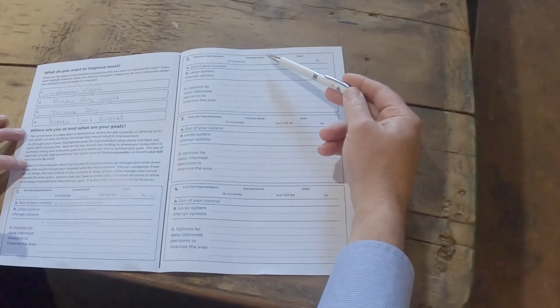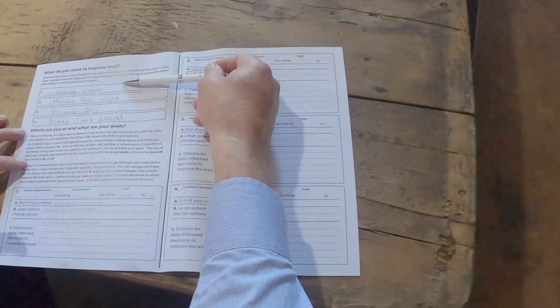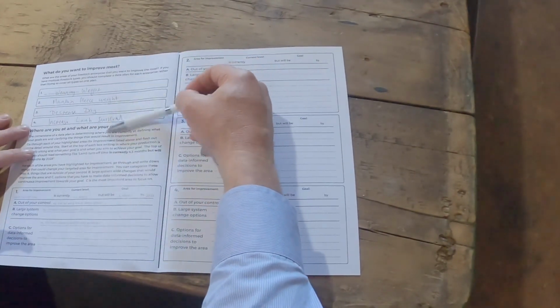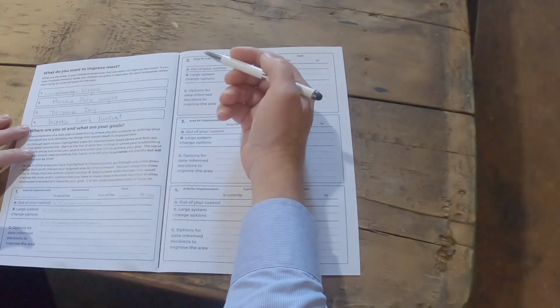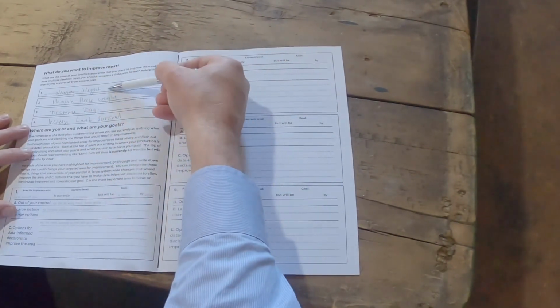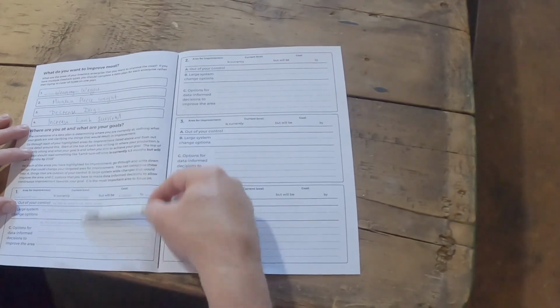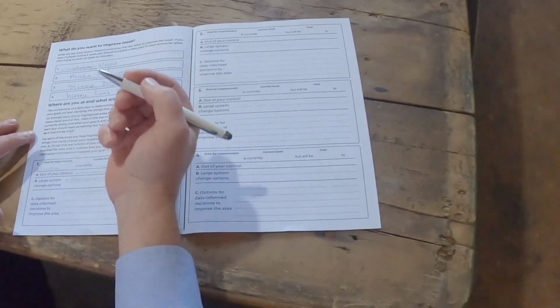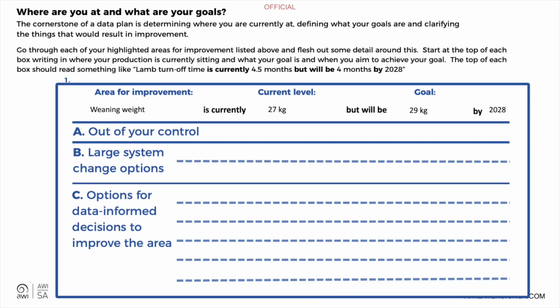And then there are basically 4 boxes that line up with each of these traits. So once you've got these 4 down, and you can argue about them and make sure that they are the 4 that you want to improve most, then for each of those traits, you want to go down and fill out one of these next boxes. So our first one being weaning weight. So we write in here weaning weight.